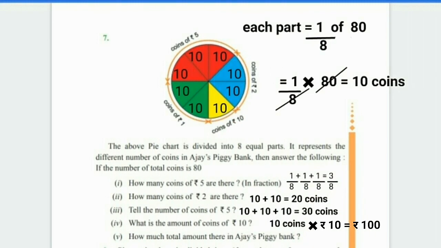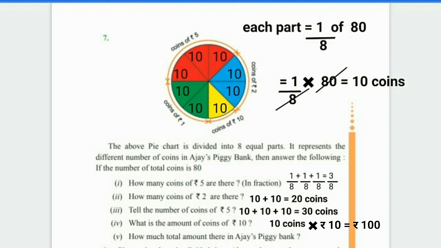Next, in 7th, here we are given pie chart. You can see this is divided into 8 equal parts. So total coins are 80. So here each part is equal to 1 by 8 of 80, which is equal to 1 by 8 into 80. This gives us 10 coins. So here let's answer some questions.